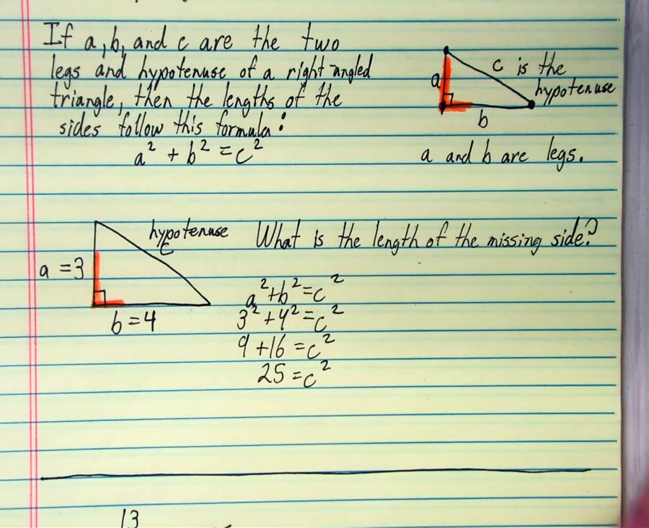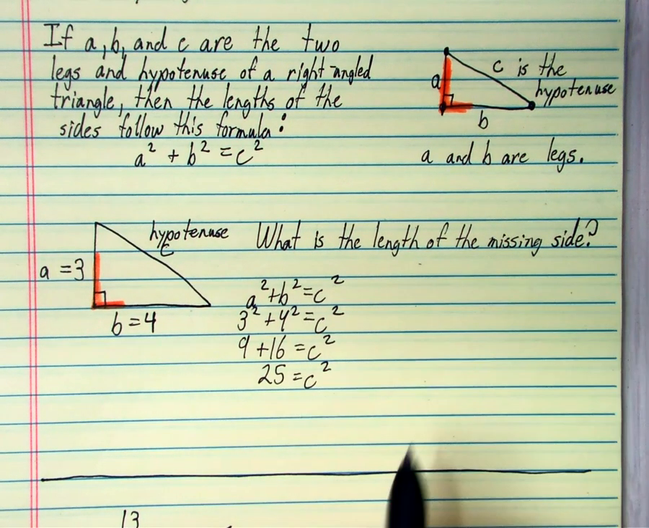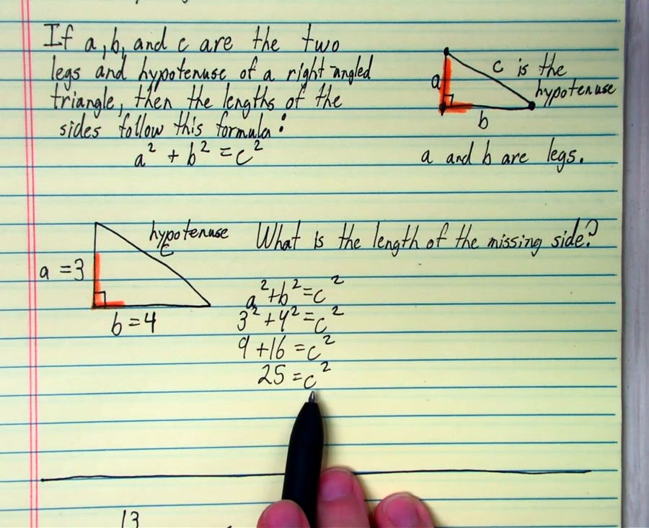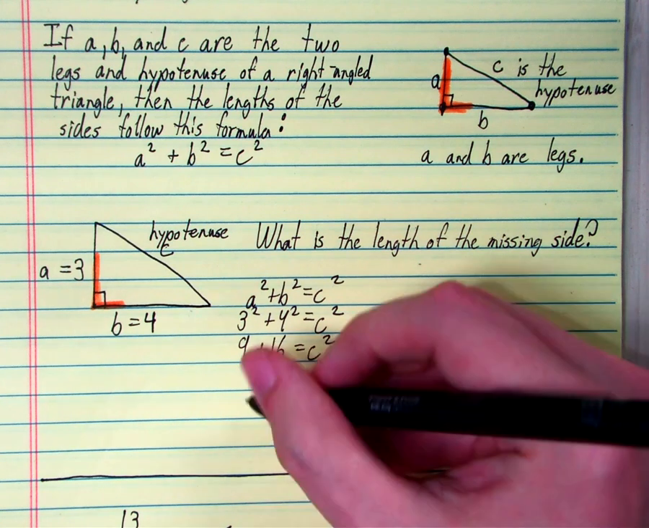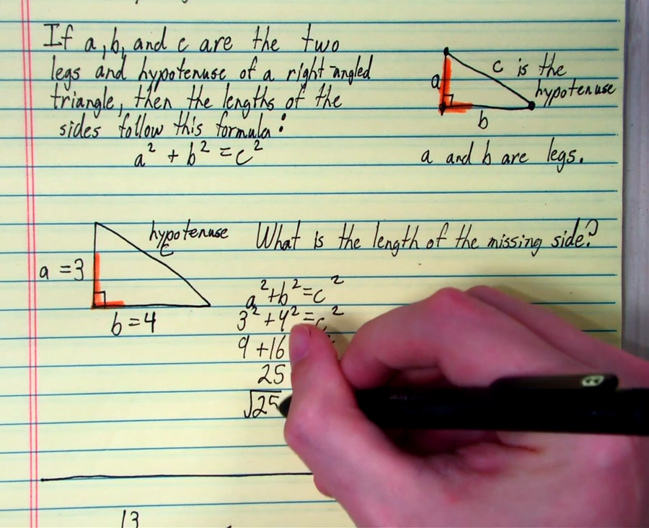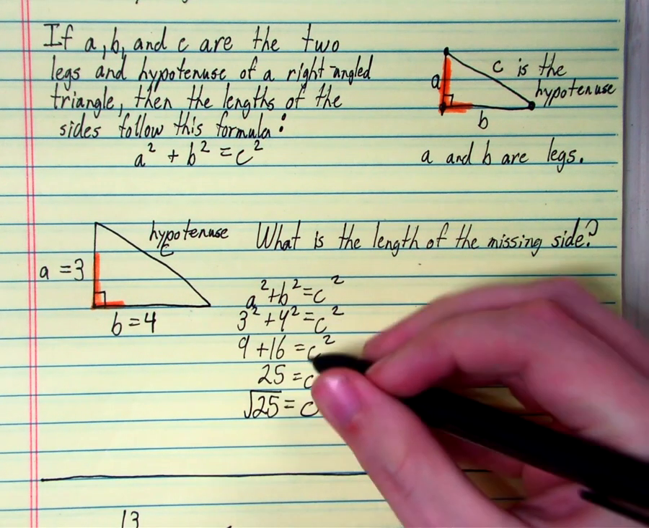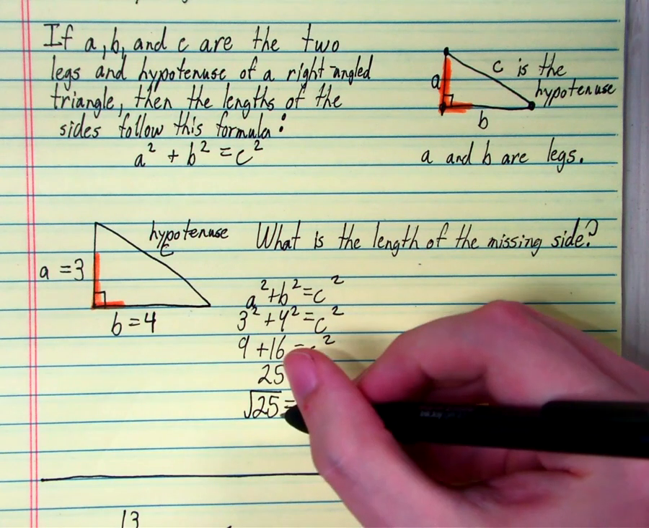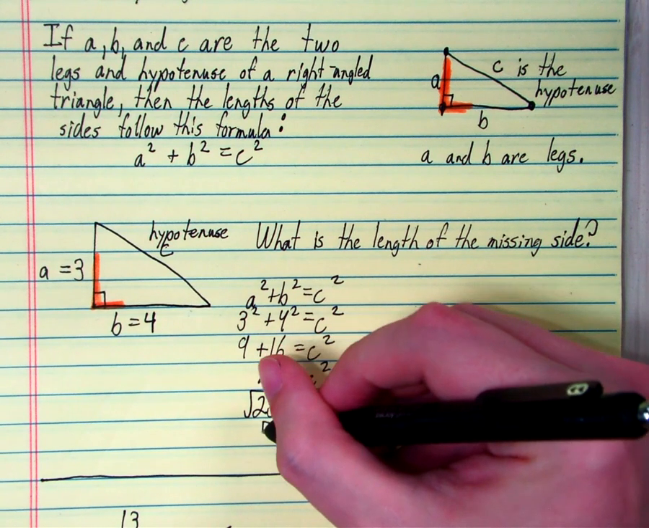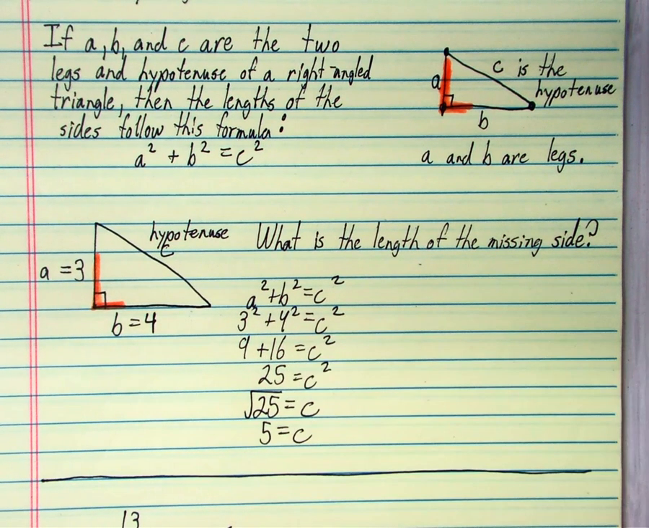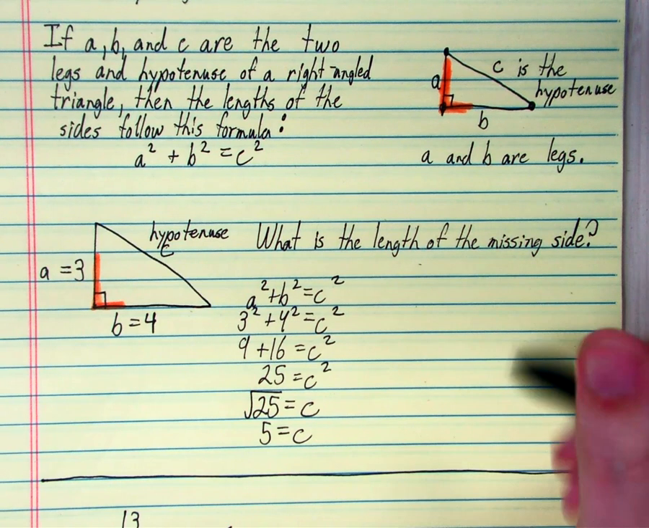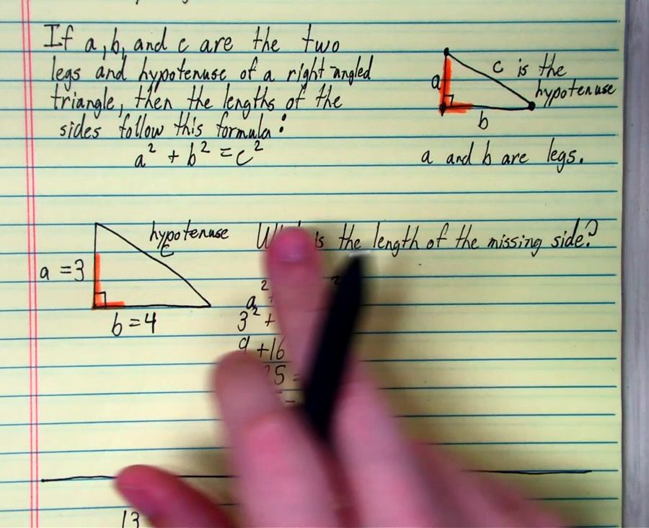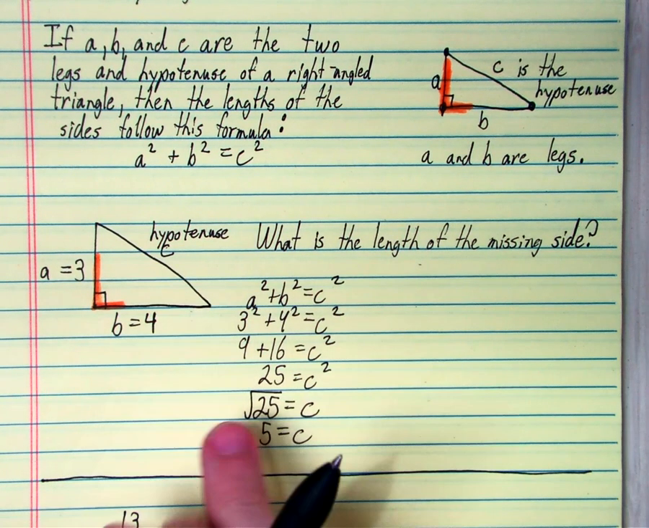And the last thing you need to remember is to square root. We don't want c squared. It looks like c is by itself, but we need to have c and not c squared. So we'll square root the 25 to get c. The square root of 25 is a nice integer number for us. It is 5. So the length of the missing side, the hypotenuse in this example, would be a length of 5.